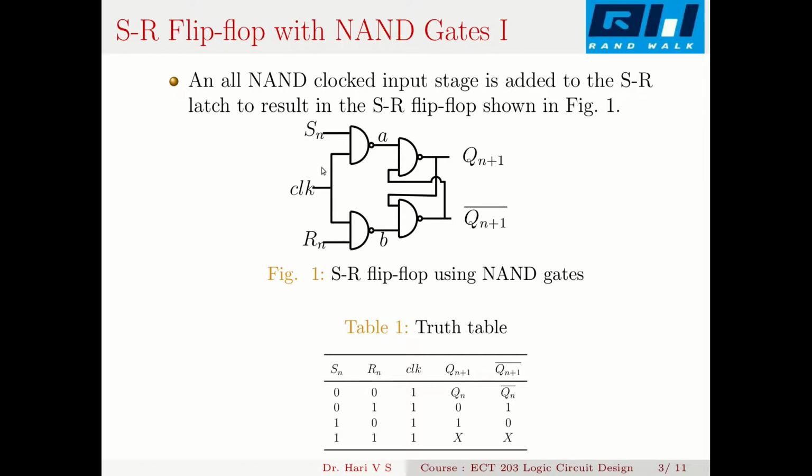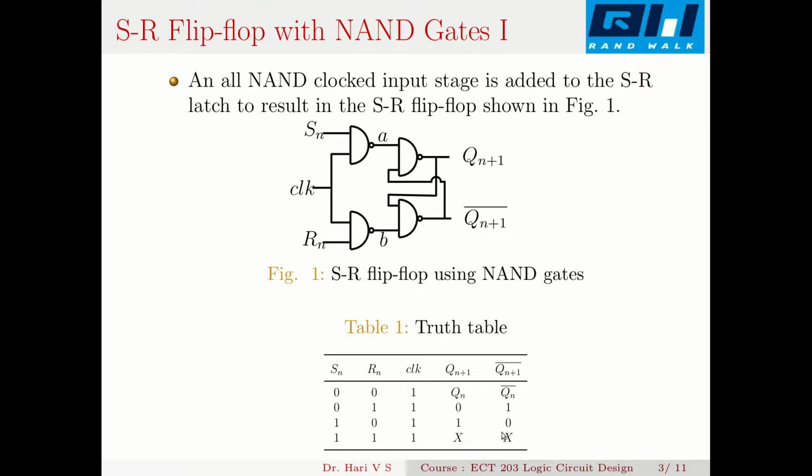Now I'll say that again. Sn is 1 and Rn equal to 0. If Rn equal to 0, B becomes a 1. Sn is 1, clock is 1, so A becomes a 0. When A is a 0, Qn+1 becomes high. When Qn+1 becomes high, it is coupled here, fed by here, so 1 and 1 whole complement, Qn+1 bar becomes a 0. That is a set state in an SR flip-flop with NAND gates.